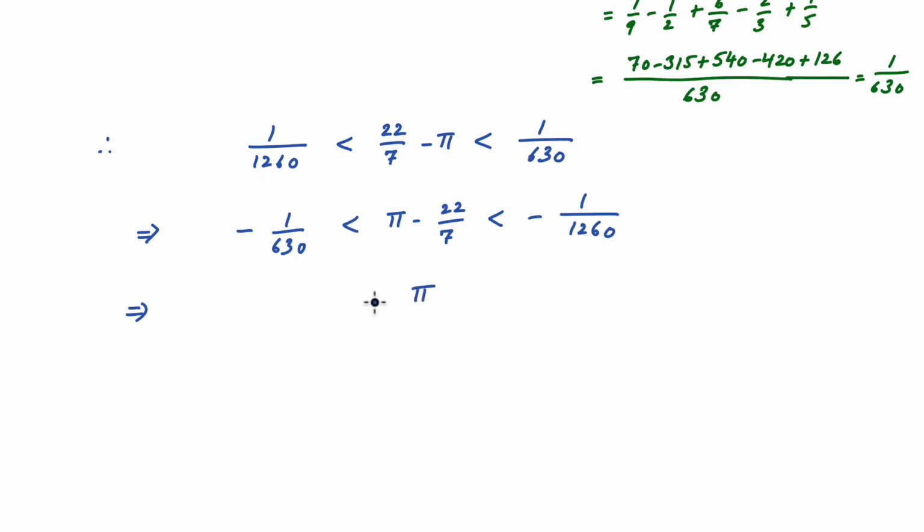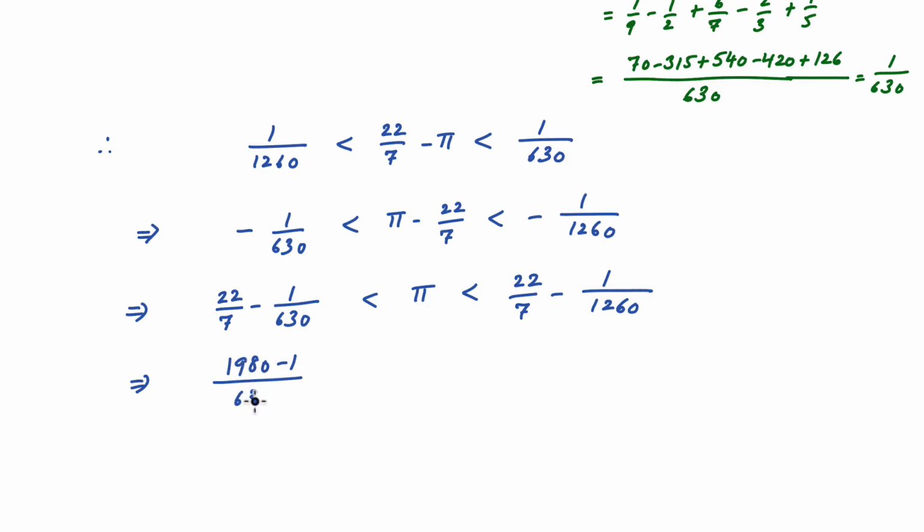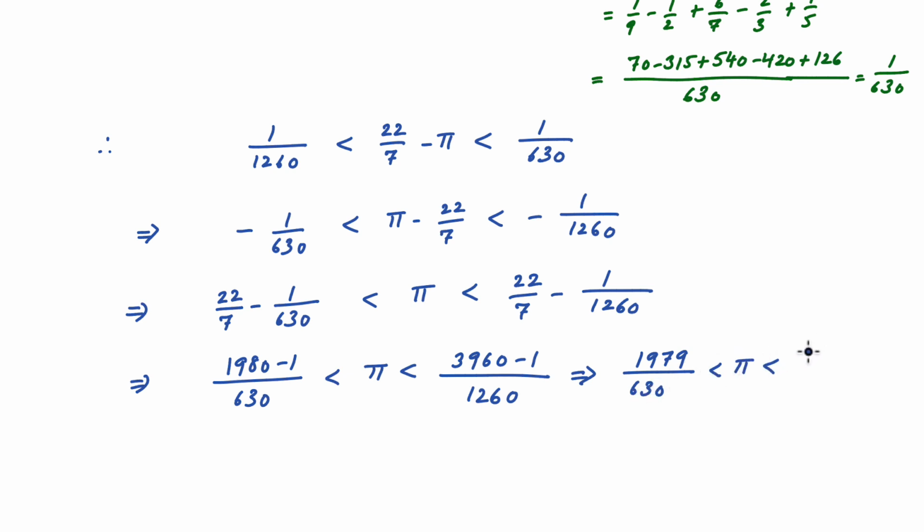Adding 22 upon 7 across the board, we get pi is greater than 22 upon 7 minus 1 upon 630 and is less than 22 upon 7 minus 1 upon 1260. In other words, pi is greater than 1980 minus 1 upon 630 and is less than 3960 minus 1 upon 1260. Therefore, pi is greater than 1979 upon 630 and is less than 3959 divided by 1260.